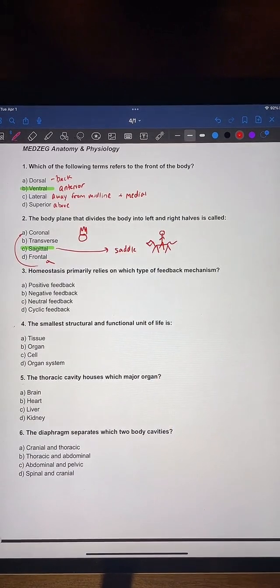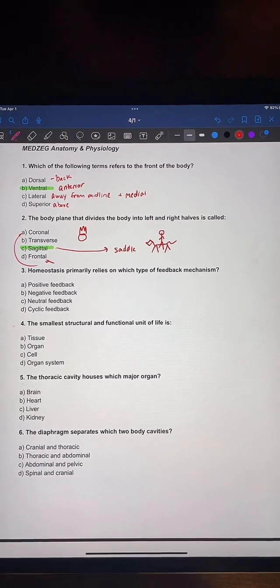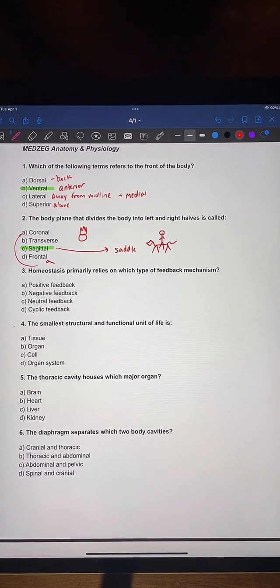Number 3, homeostasis primarily relies on which type of feedback mechanism? This is for HESI and TEAS. These are questions that are similar to what's on the HESI and TEAS exams. If you're just joining, we are on number 3. Homeostasis primarily relies on which type of feedback mechanism?